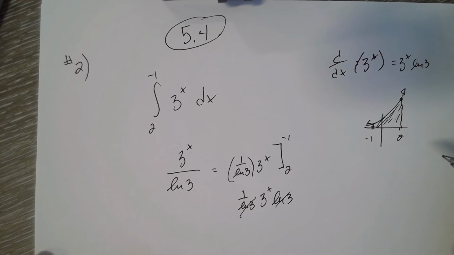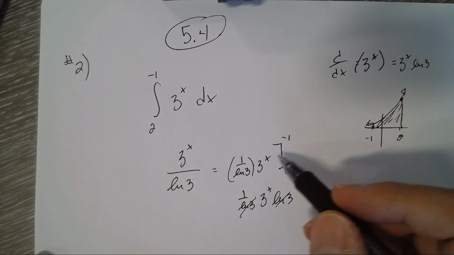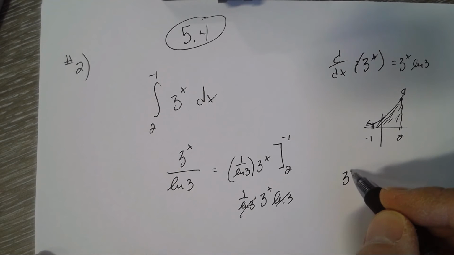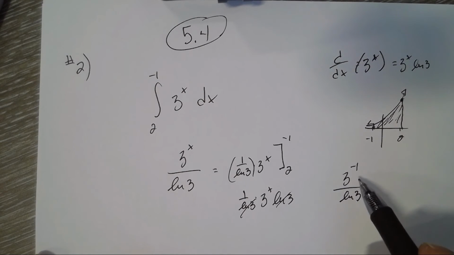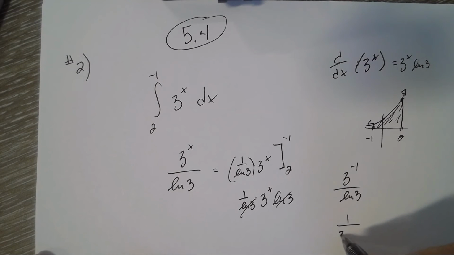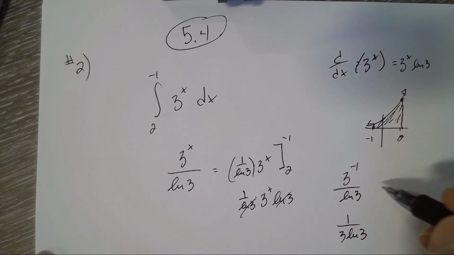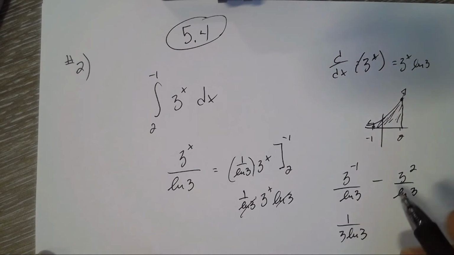Alright, so plugging in -1, I get 3 to the -1 over natural log of 3. I guess you could call that 1 over 3 natural log of 3, minus, plugging in the 2, I have 3 squared over natural log of 3, so minus 9 over natural log of 3.